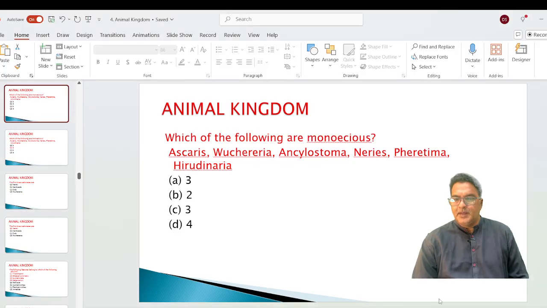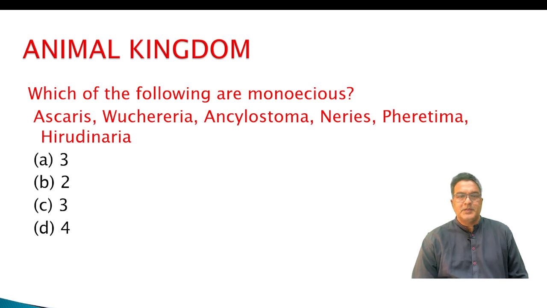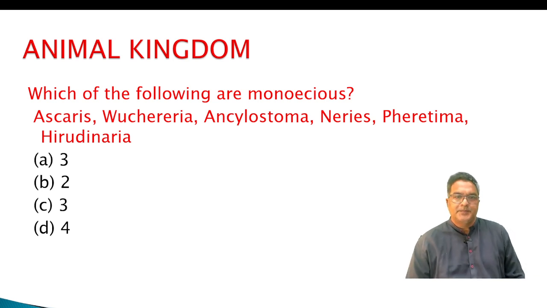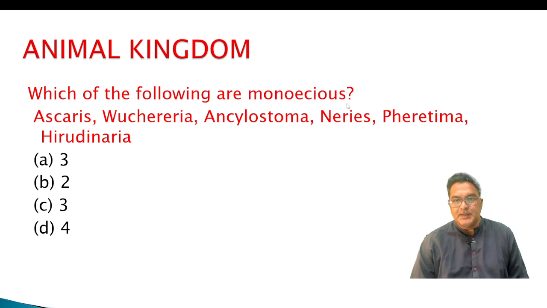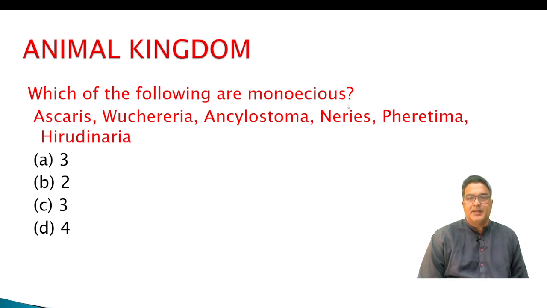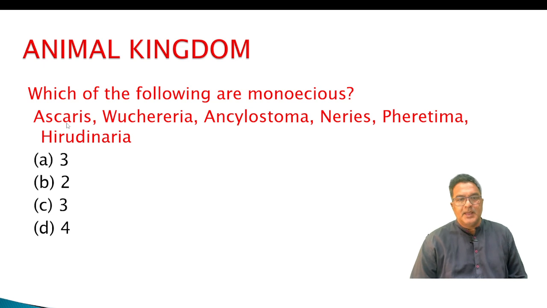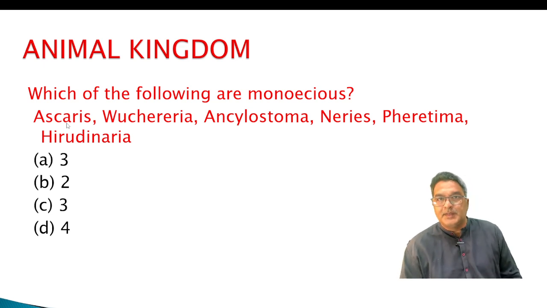Animal Kingdom, multiple choice questions, part 3. Which of the following are monoecious? What is monoecious? Presence of male and female reproductive systems in the same animal, we can say monoecious. Ascaris, Wuchereria, Ancylostoma, all these Aschelminthes are unisexual animals. That means we call them dioecious.